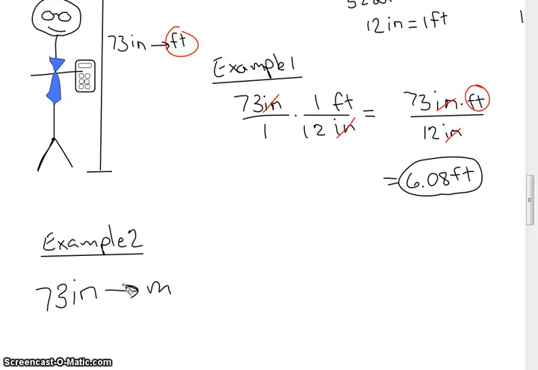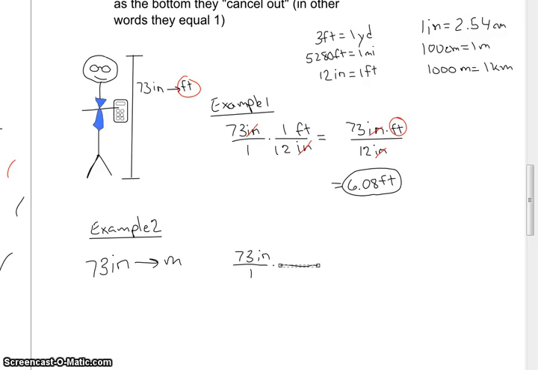Okay, so for example 2, let's take this same height, this is my height in inches, and let's actually convert it to a different unit. This is the unit of meters. So again, we're going to start with step 1. Step 1 says write the thing we're converting as a fraction, and I'm going to do that. It's 73 inches over 1. Now I know I'm going to multiply by a fraction, so I'm just going to write that down here. The next step says look at the conversion factors that you have.